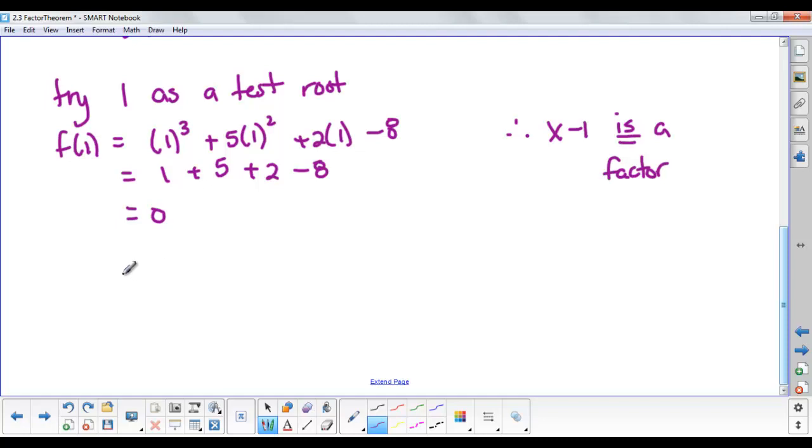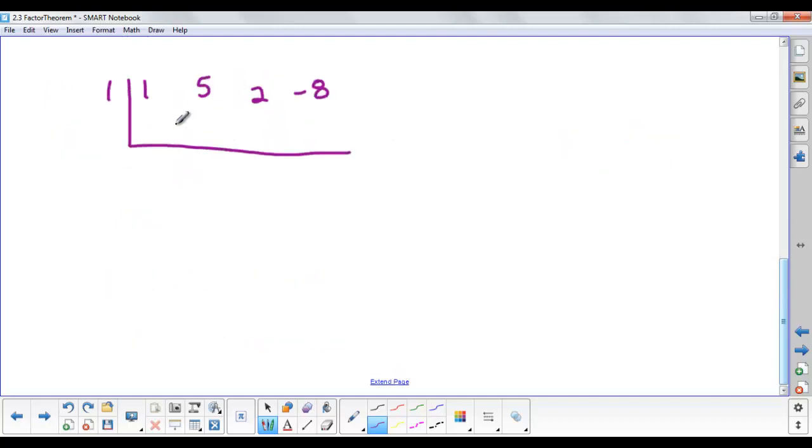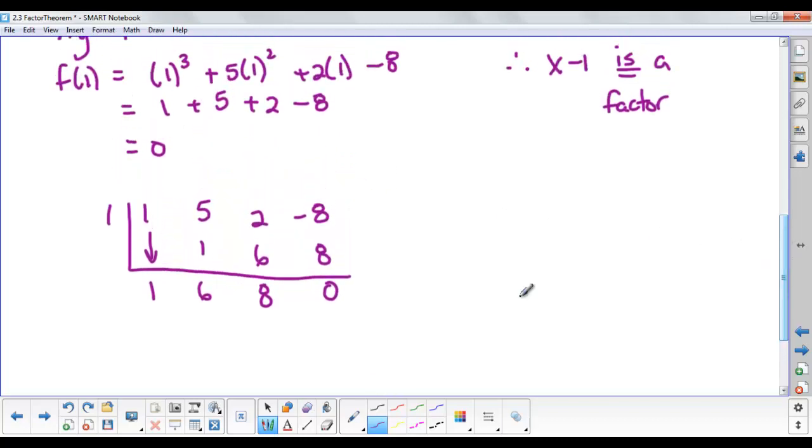So if I do synthetic division, we're going to use our root of 1 on the outside, and we place our coefficients, 1, 5, 2, -8, on the inside, drop down the 1, and multiply. Add them up, 6 times 1, add them up, 8 times 1, add them up. So again, this confirms that when we divide by x minus 1, we get a remainder of 0, and then our quotient of x squared plus 6x plus 8.